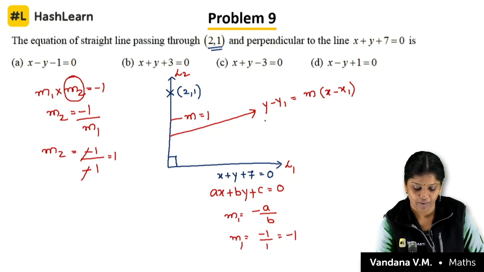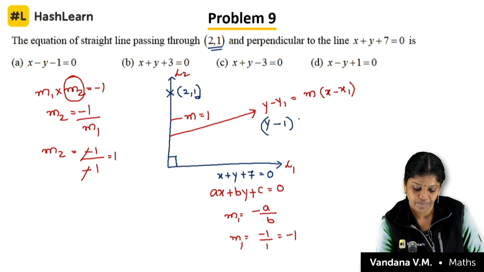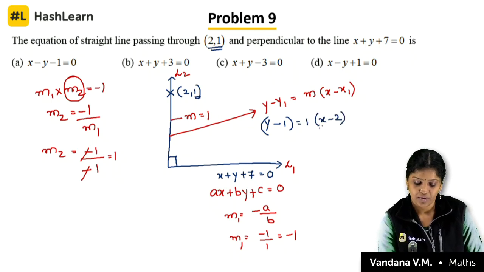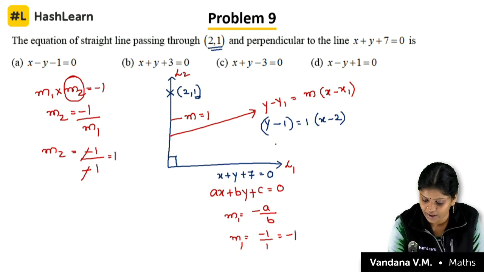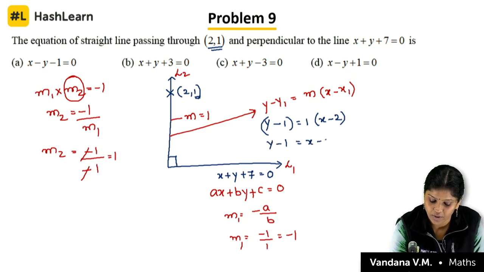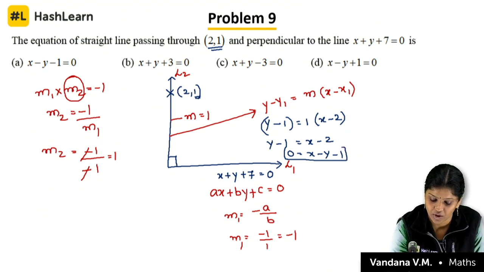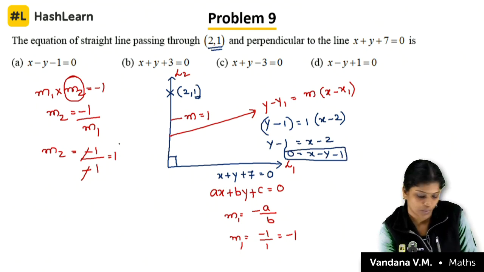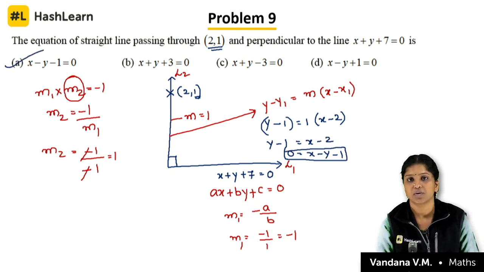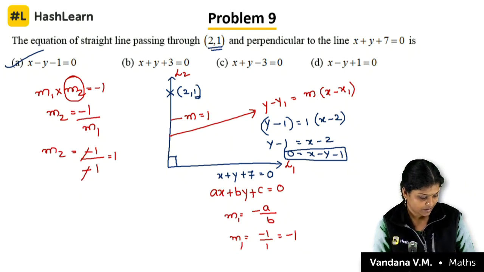Please just substitute the values. y minus y1, that is 1, m is 1, x minus 2. Bring it to one side, you will get the equation as y minus 1 equals x minus 2, that is x minus y minus 1 is equal to 0. This is your answer. So, which option is correct? Option A is correct. Clear, children? Next.